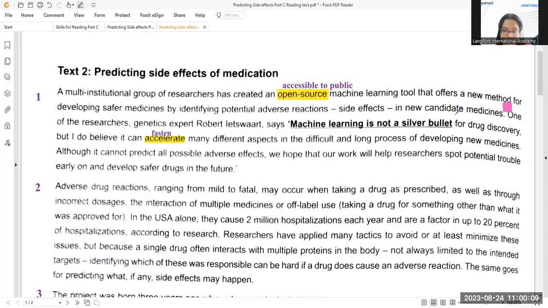All of you go through it. So it's all about developing new drugs by identifying possible problems, side effects, using an open source machine learning tool. It's not a perfect solution, but it speeds up the whole process of coming up with a new drug. It cannot identify all possible side effects, but the researchers are hoping that it will help them to figure out problems early on and develop much safer drugs in the future. Okay, so all of you, are you clear with this? Is it clear? Okay, so now let's have a look at our options.